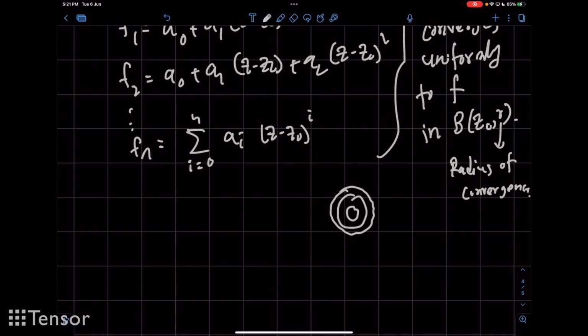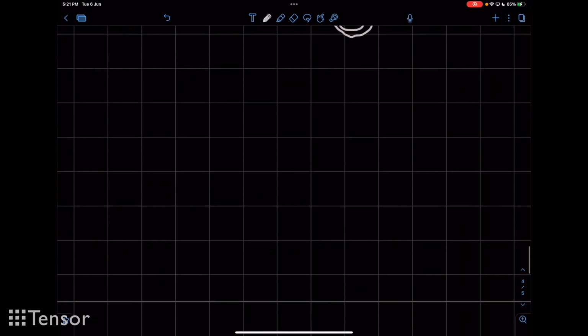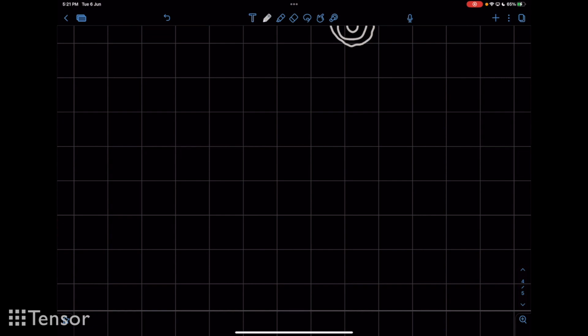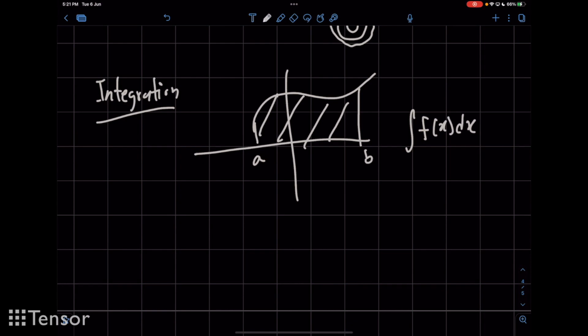All right. So there goes the power series, and now we're going to talk about integration. When we do real integrations, let's say this is a function, and we want to find the area under this curve. Let's say this is a, this is b, and then we do the integral of f of x dx over the interval a to b.